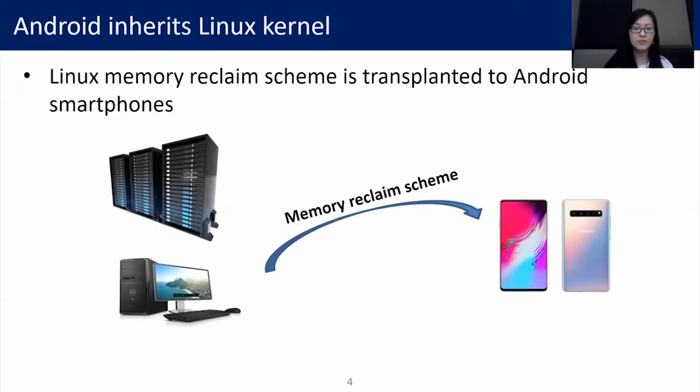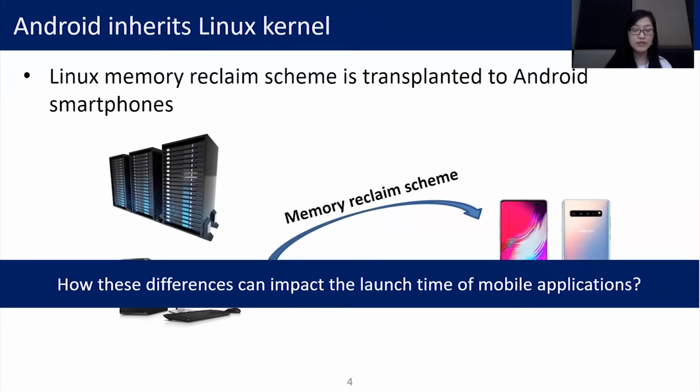We know the current Linux memory reclaim scheme has been used for many years. Android inherits the Linux kernel, and thus the Linux memory reclaim scheme is directly transplanted to Android mobile devices. However, the workloads of mobile devices are totally different from server or PC, which the Linux kernel was designed for. For example, their request sizes are usually small, and their foreground applications are more important to user experience. Now let's dig deeper and see how this difference can impact the launch time of mobile applications.